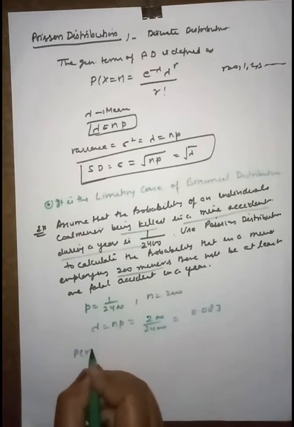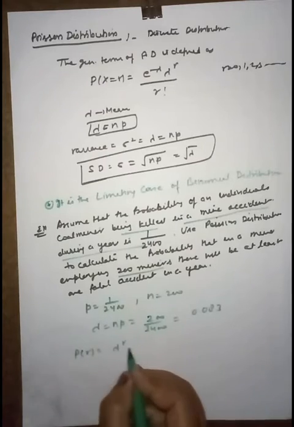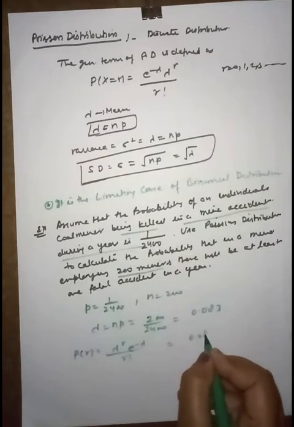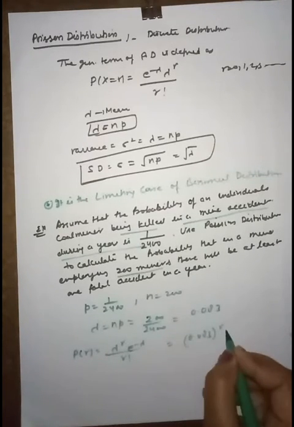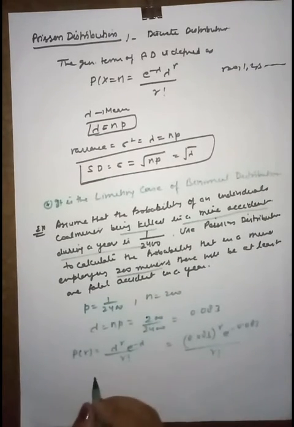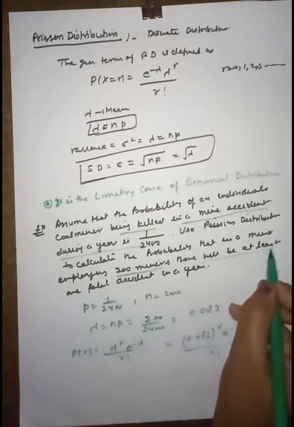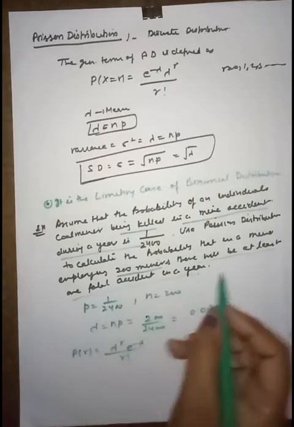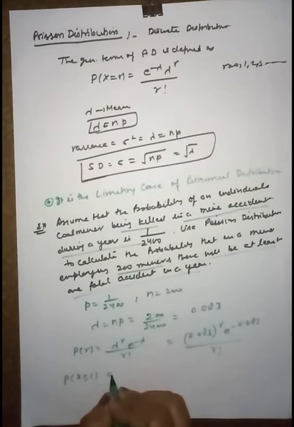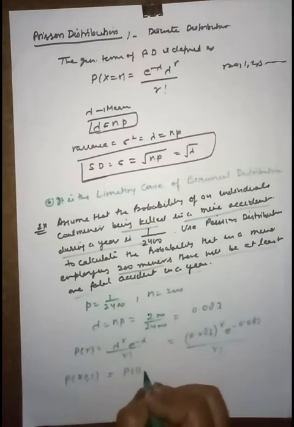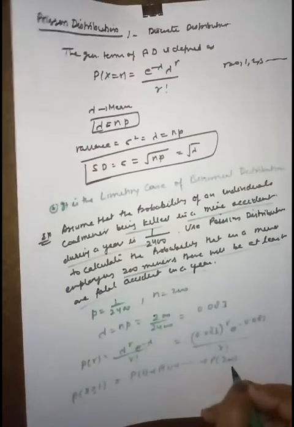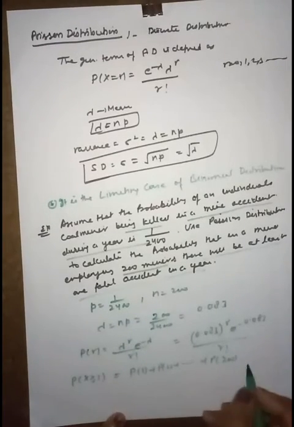Now find P(r). The formula of P(r) equals lambda to the power r, e to the power minus lambda, upon r factorial. But here you have to find the probability of at least one fatal accident in a year. At least means you have to find P(X) greater than or equal to 1, that is, P1, P2 up to P200. But it is so difficult.